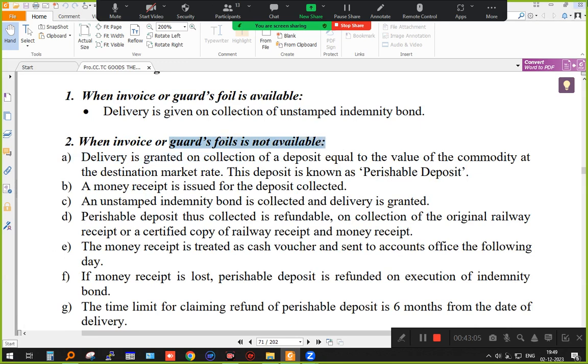Listen to it carefully. For perishables, can we ask the person to go to the consignor, make one indemnity bond, and bring it? No, sir. So we are looking at another form of indemnity, another route. We are telling that delivery is granted on collection of a deposit equal to the value of the commodity at the market rate. You see how beautifully railways have thought about it, how safe and how instant.